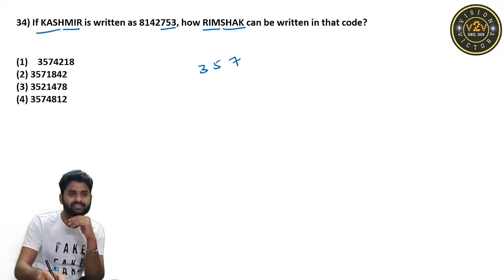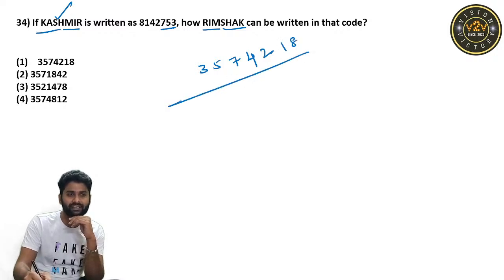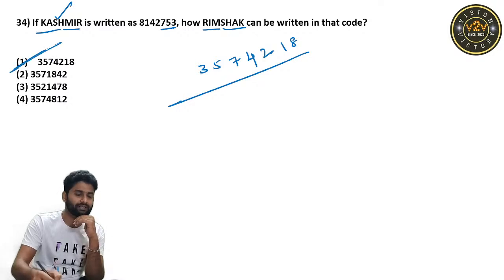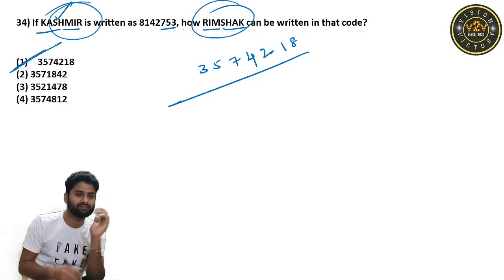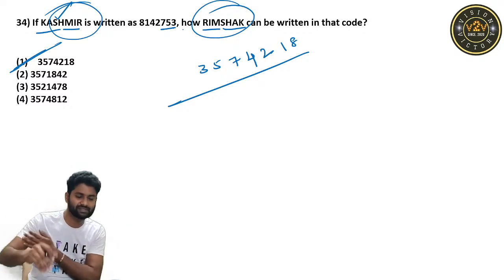SHAK. S is 4. H is 2. A is 1. K is 8. So 4218. 357 4218. See, observe that if the given words' letters are the same, definitely the code language is also the same.